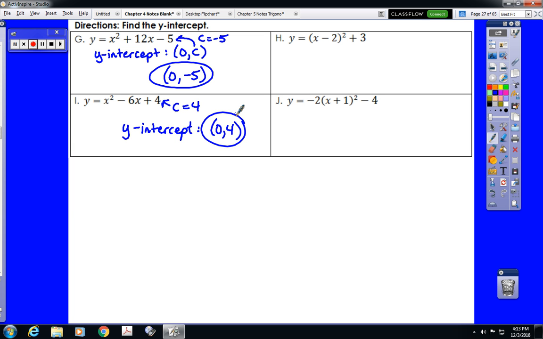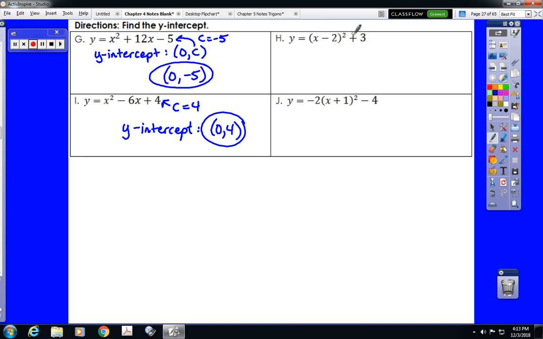Now, a lot of people made the mistake of thinking, oh, well, that means that whatever that value is sticking off the end of the equation, that's always going to be my y-intercept. And that's only true for when it's in standard form. When it's in vertex form, that is not the case. This is a k value.